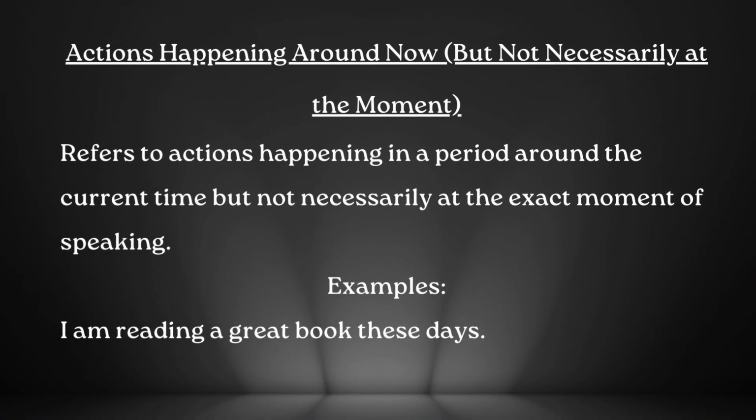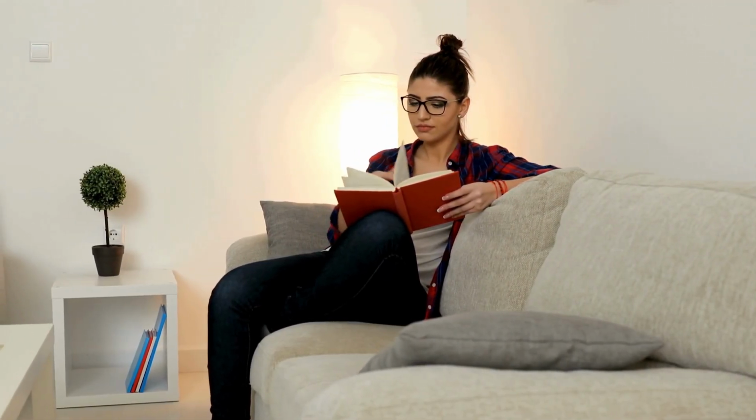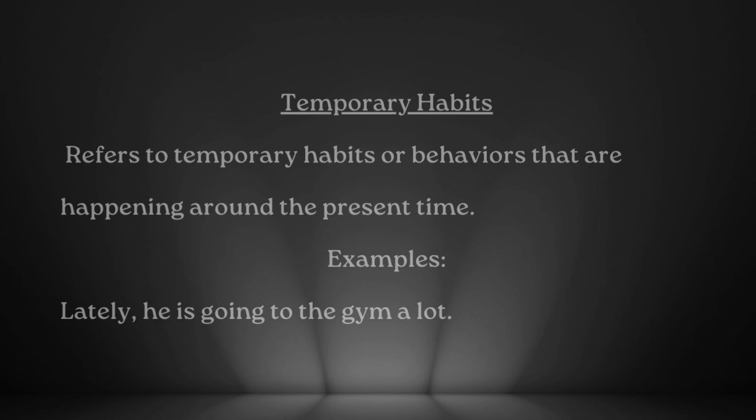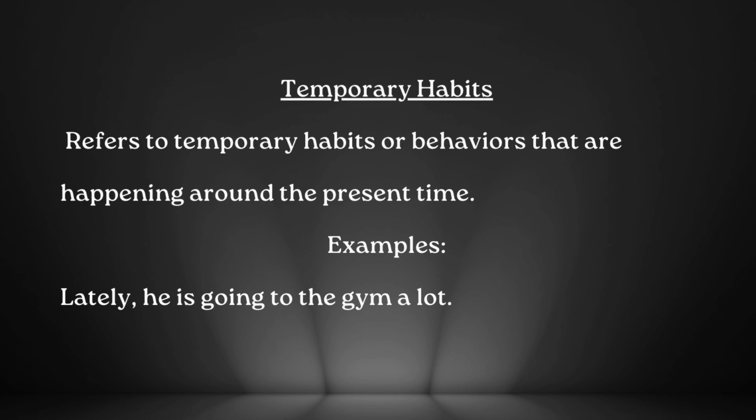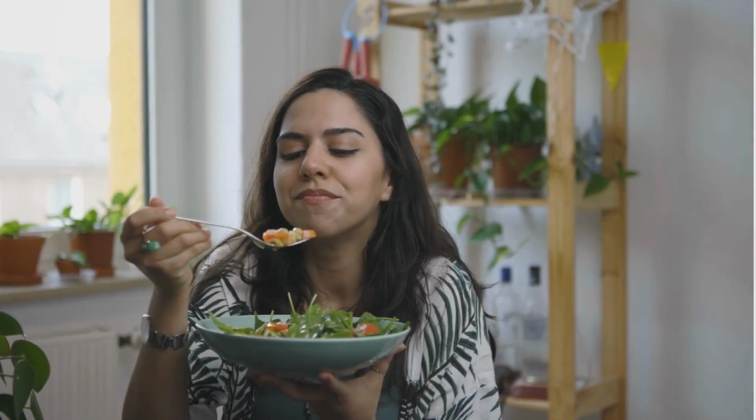You can also use this tense for actions happening around now, even if they're not happening at the exact moment of speaking. Example, I am reading a great book these days. Finally, the present continuous tense is ideal for temporary habits, where you describe behaviors or habits that are temporary and occurring around the present time. Example, she is eating more vegetables these days.